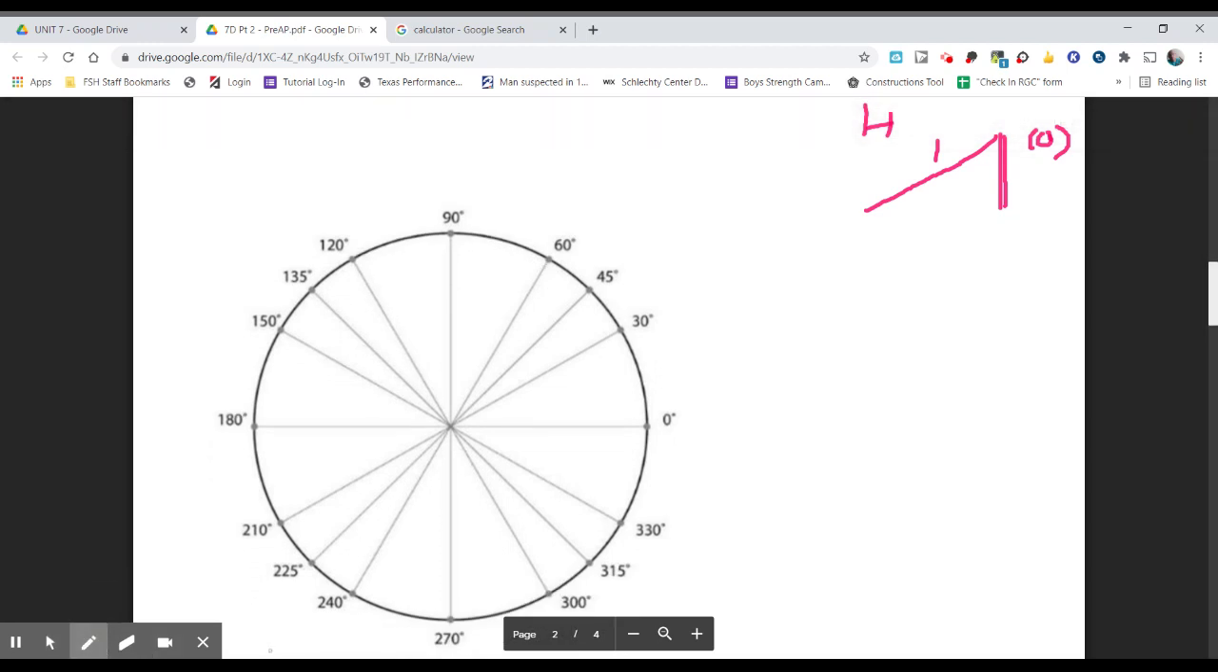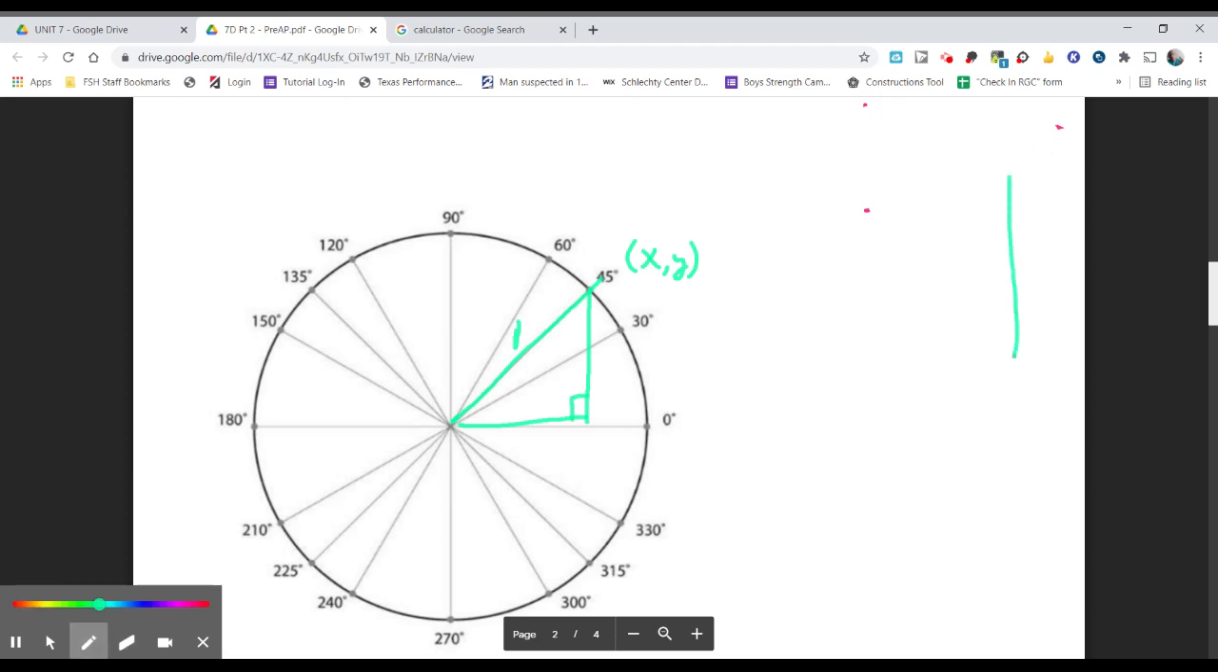So the 45-degree thing, we're going to look there. Now remember, the hypotenuse is 1. Okay, so the hypotenuse is 1, and now we have another right triangle here coming down like that. And again, we're going to have an X and a Y coordinate right there at the 45-degree mark.